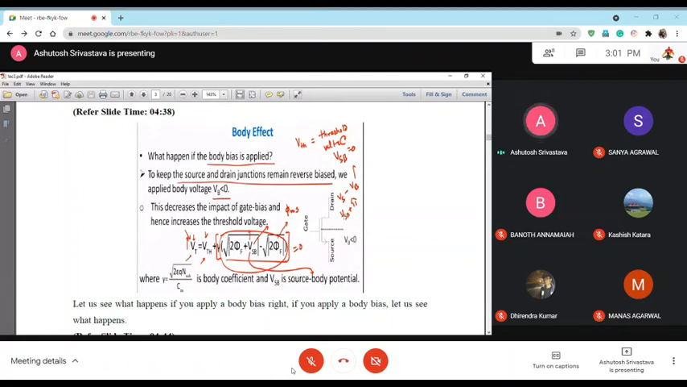So gamma is equal to square root of 2 epsilon q N_sub divided by C_ox, where N is the doping concentration of the substrate and gamma is the body coefficient, while V_SB is the source-body potential.